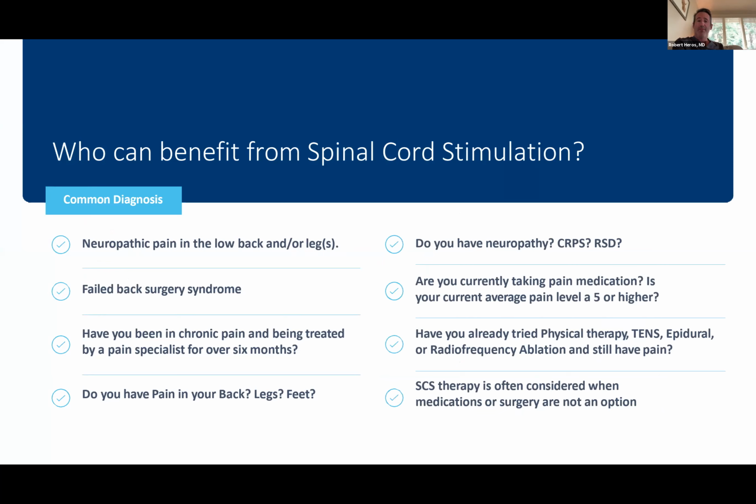So who can benefit from spinal cord stimulation? So again, right treatment for the right patient at the right time. So what kind of pain is this good for? Well, primarily good for neuropathic pain. Dr. Anderson talked about what neuropathic pain is.